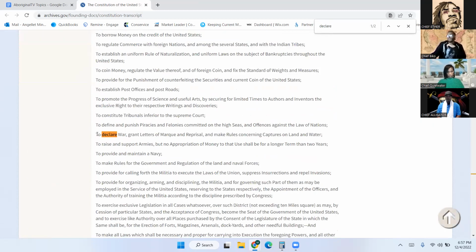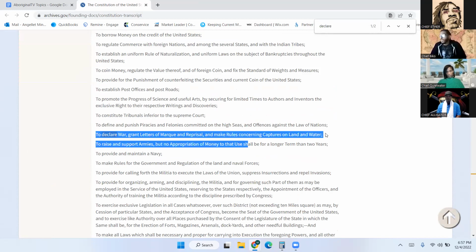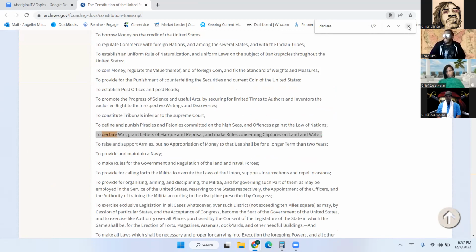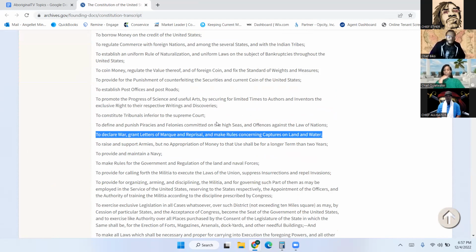Perfect, perfect. So Congress shall have the power to declare war, grant letters of marque and reprisal, and make rules concerning captures on land and water. That is going to be very key as we show the unlawful war that's been waged on us since the 1800s all the way to now. So what that means is basically that if Congress did not declare war, then it is not an actual war. It is not lawful. They cannot capture our land and our water.